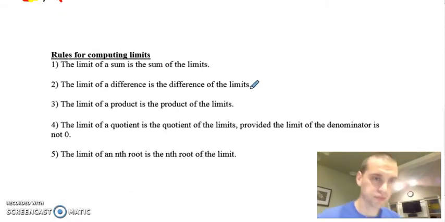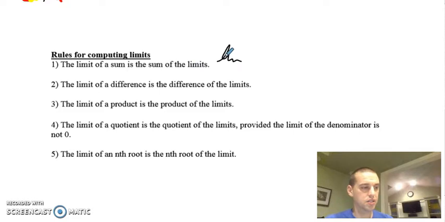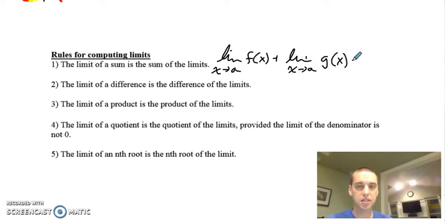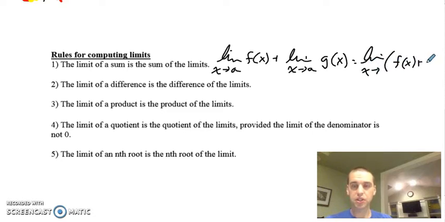So we're going to look at a couple rules for computing limits here. The limit of a sum is the sum of the limits. Another way of writing this is the limit as x approaches a of f of x plus the limit as x approaches a of g of x equals, this limit of the sum is the sum of the limits. So we're adding the sums here, we're adding the limits here. What we get is the limit as x approaches a of f of x plus g of x.